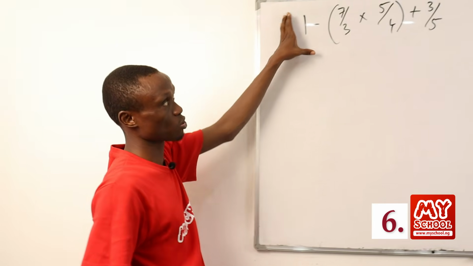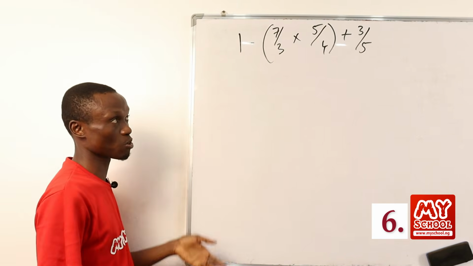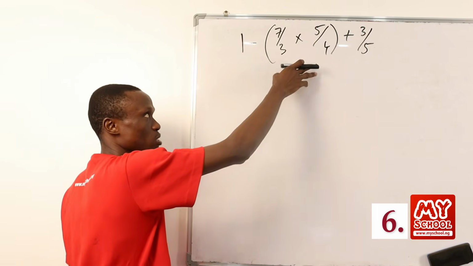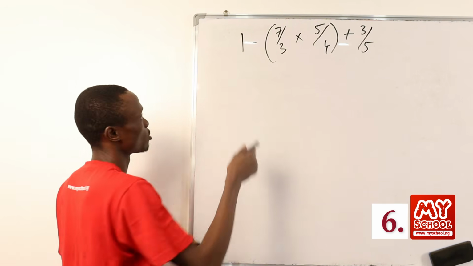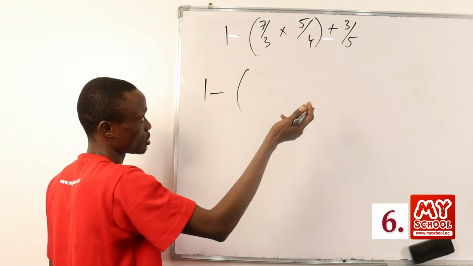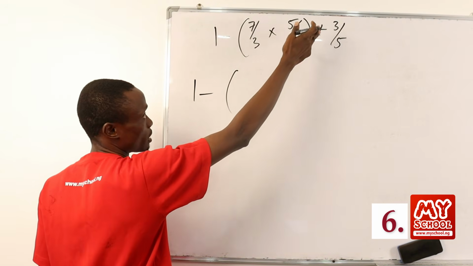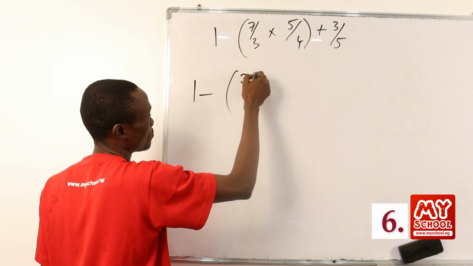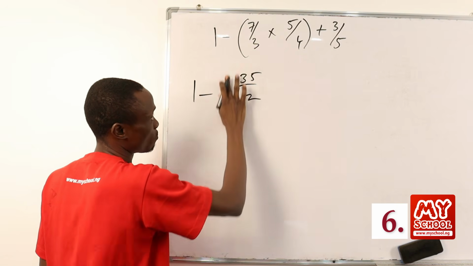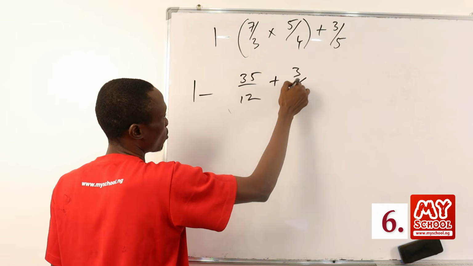So this is the question that we are asked to simplify. The first thing to do is to deal with what is in the bracket. So you'll be having 1 minus, so let's deal with what is in the bracket. We just multiply directly, and this will be 35 all over 12. So this is what we have in the bracket, then plus 3 all over 5.